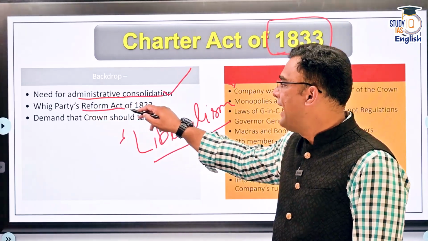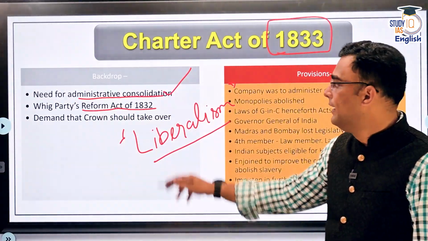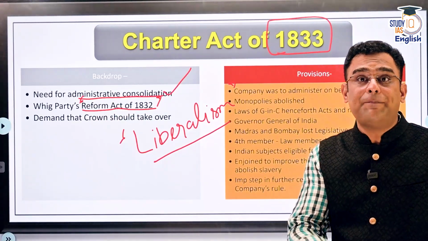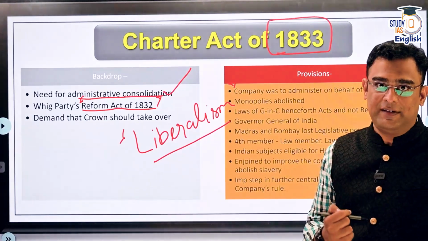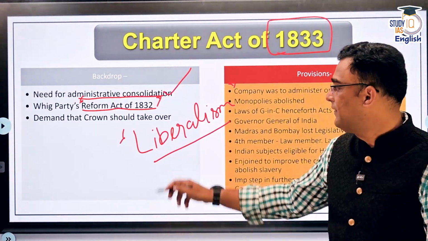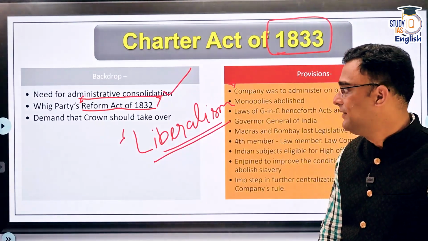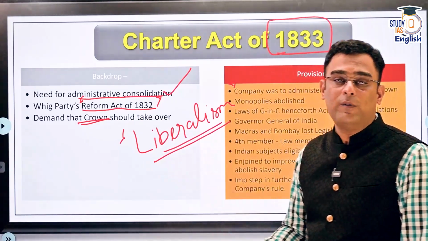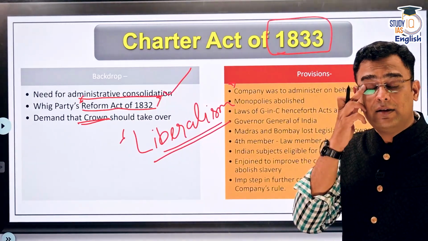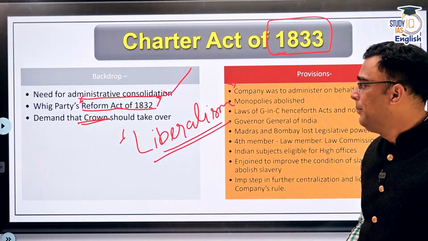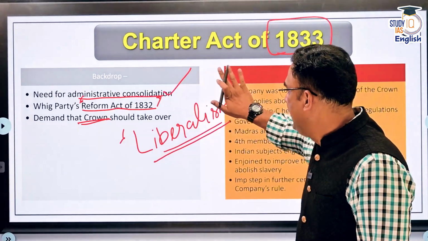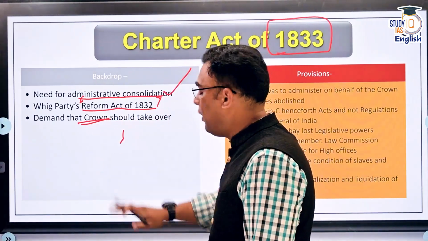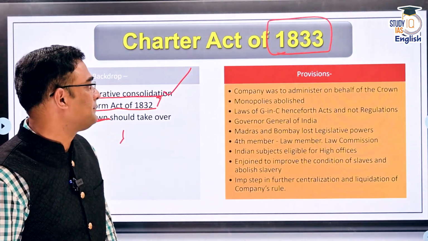In Britain, the Reform Act was passed in 1832. This is a very landmark act in Britain, which increased the participation of the people in democracy. Reform Act of 1832. This is again inspired from the idea of liberalism. Now there were increasing demands that the Crown should take over in case of India. The East India Company's rule should come to an end. Now, in this context, we are going to see what are the measures of this act, Charter Act of 1833.